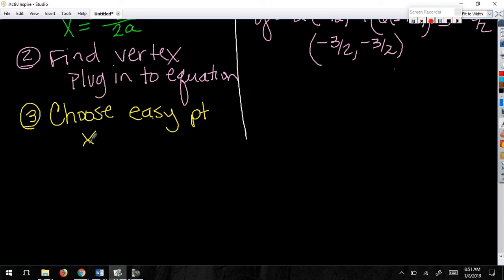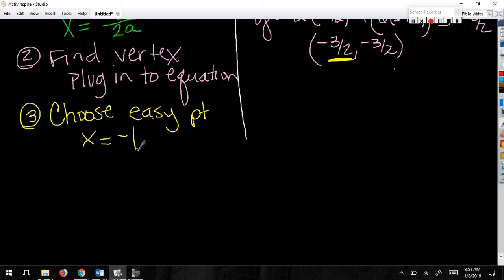So what I'm going to do is look at where I am on my vertex. Now remember, these graphs go up really fast or down really fast. So if I'm at my vertex here, and this is, say, 1, 0, I don't want to pick 5, because my point's going to be so high I'm not going to be able to graph it. So I want to stick close to the vertex. If I'm at negative 1.5, what's a close point there to the vertex? Negative 1. I would choose negative 1 here.